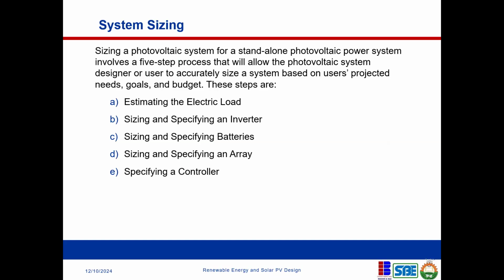So, sizing a photovoltaic system or PV system for a standalone photovoltaic power system involves a 5-step process that will allow the photovoltaic system designer or user to accurately size a system based on the user's projected need, goal, and budget. Now, these steps are estimating the electric load, sizing and specifying the inverter, sizing and specifying batteries, sizing and specifying an array.